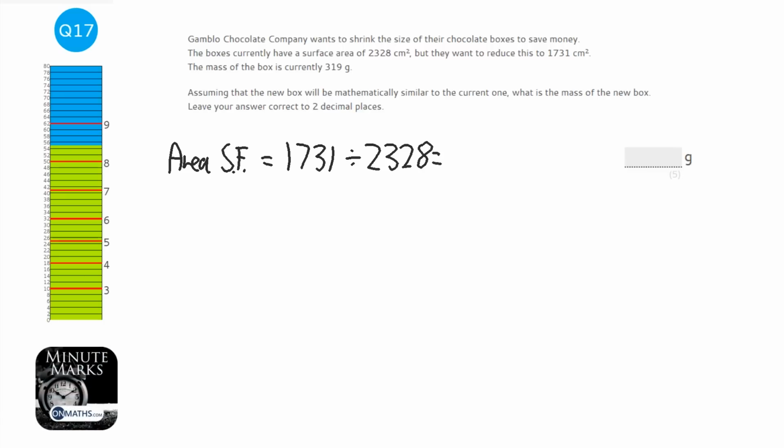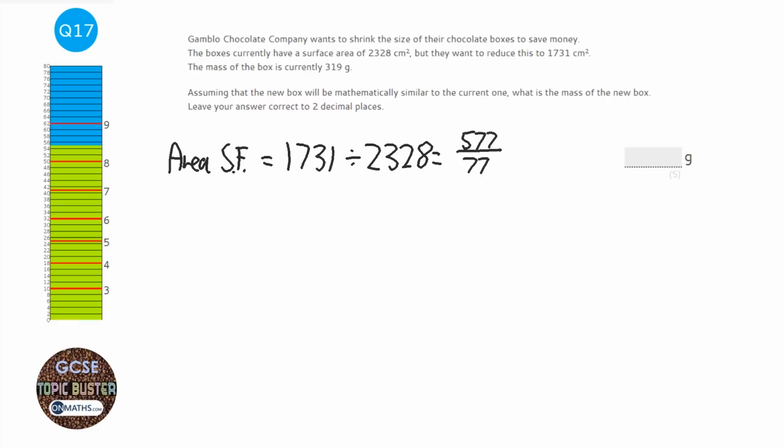So I'm going to get my calculator, and 1731 divided by 2328. And when I do that, I get a horrible decimal. Now you can write it as the fraction that turns up, which is 577 over 776. We can write it as decimal, but keep it in your calculator, because the next step is to work out what the linear scale factor is.